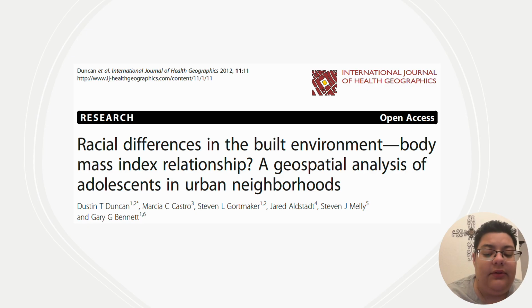The title of the article is Racial Differences in the Built Environment Body Mass Index Relationship, a Geospatial Analysis of the Adolescents in Urban Neighborhoods.